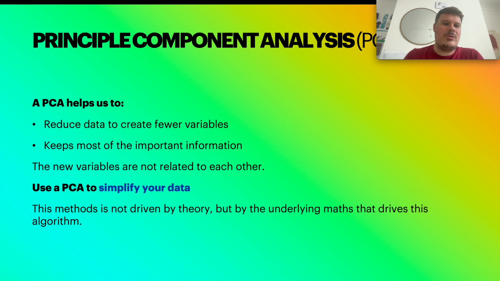Let's have a look at the principal component analysis first. A PCA helps to reduce data to create fewer variables. PCAs and EFAs both allow you to create 1, 2, 3, 4 multiple factors, not just one. A PCA keeps the most important information, but each of the factors, or components as they're called, aren't related to each other. So the PCA simplifies data. So if you want to simplify data, or just simply summarize data, PCA is the method to use.